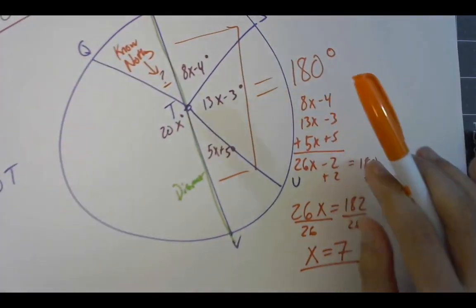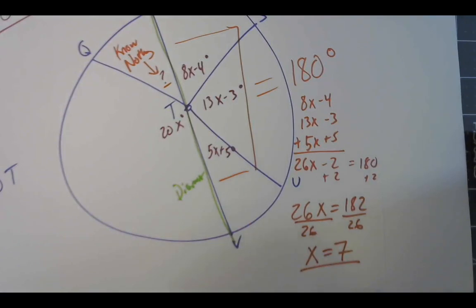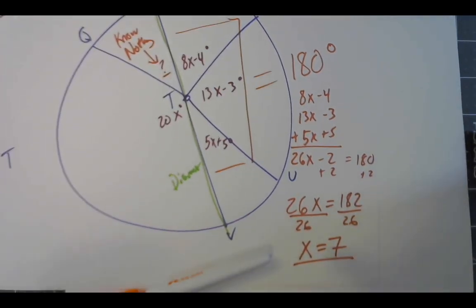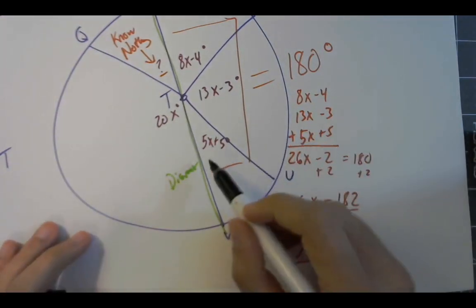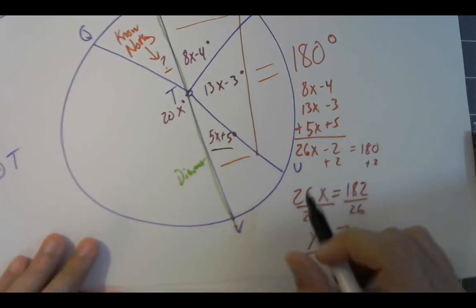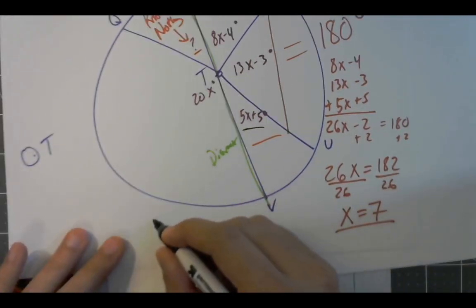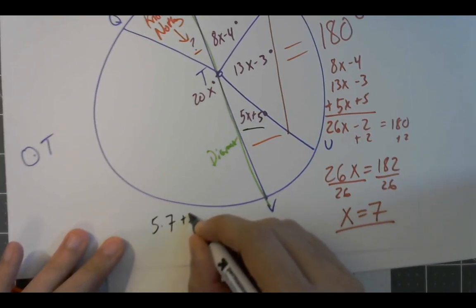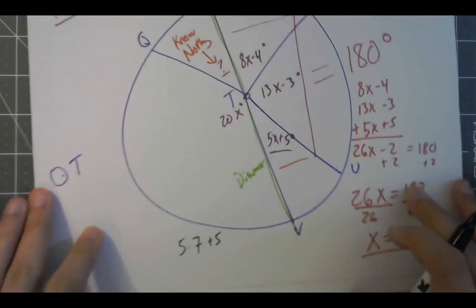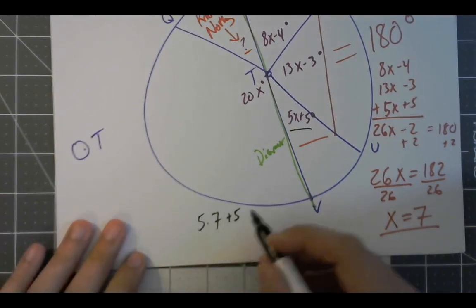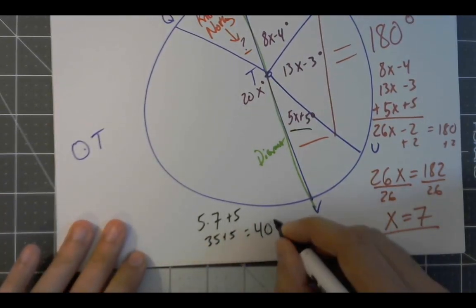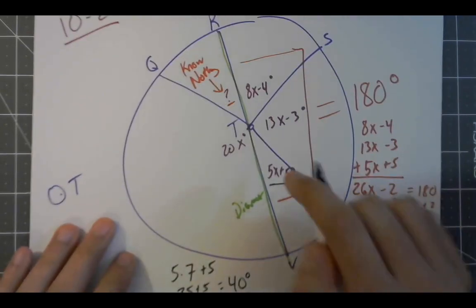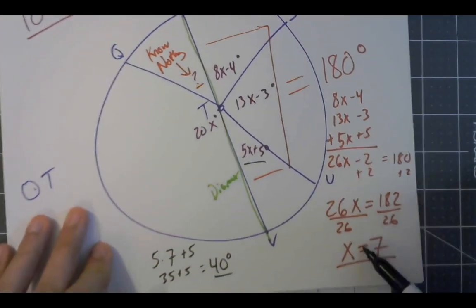So x equal to 7 doesn't actually tell me what these angles are, but if I wanted to know what one of them was, all I would do is take 7 and plug it in. For example, if I wanted to know what this was, I could take 5 times 7 plus 5. I put 7 in for x. I get 35 plus 5, and that would be 40 degrees.